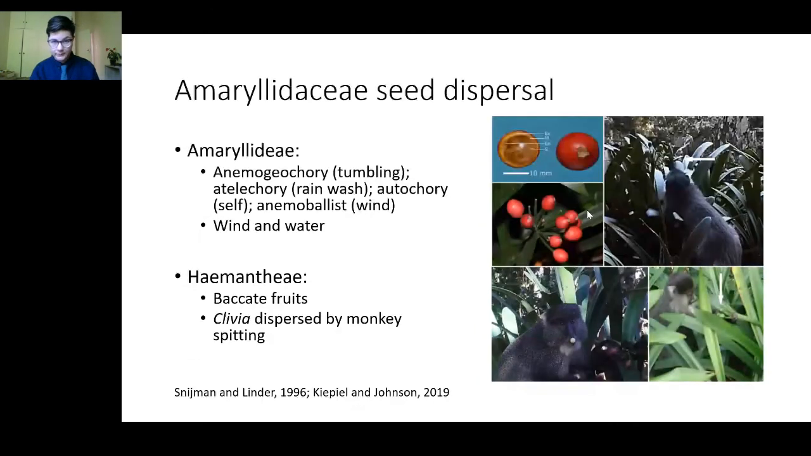I work in the family Amaryllidaceae, which, lucky me, is my favorite family. And there has been some work on the subfamily looking at seed dispersal. Snijman and Linder looked at the subfamily Amaryllidoideae and classified them into anemopleustochore, which means tumbling, such as your Brunsvigia, thalassochore, which is rainwash, autochore, self, and anemobolochore, which is wind. And this means that all of these are wind and water dispersed. But Kiepiel and Johnson had a look at the genus Clivia and found that they were dispersed by monkeys.